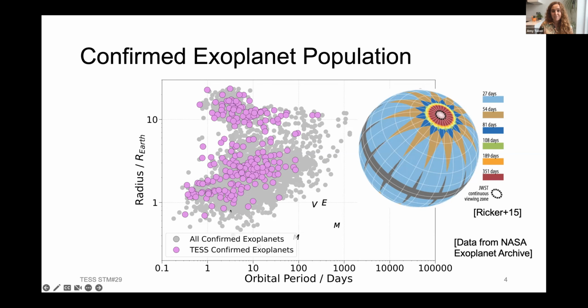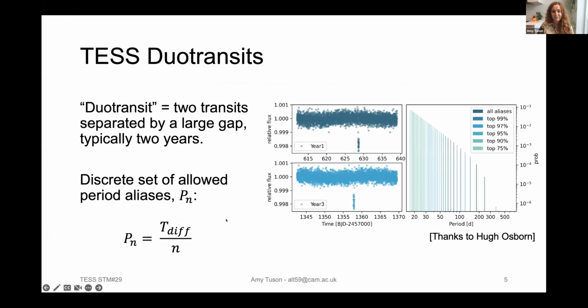But it's now really important that we work towards expanding the sample of longer period planets to gain a more complete view of this exoplanet population. So I'm using TESS geotransits to do this. Now, a geotransit is a planet candidate with 2 observed transits separated by a large gap, typically 2 years.